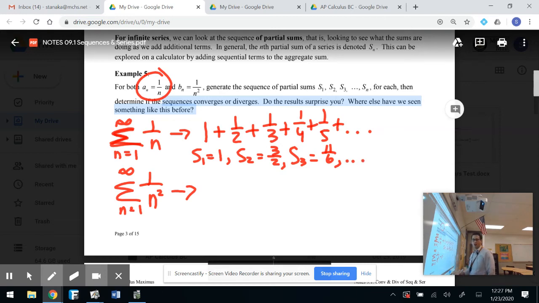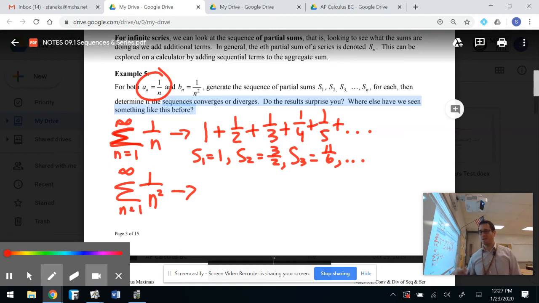What's your thought right now? Do you think those sums will add up eventually to a particular fixed number? Or do you think they are just going to get bigger and bigger and bigger?